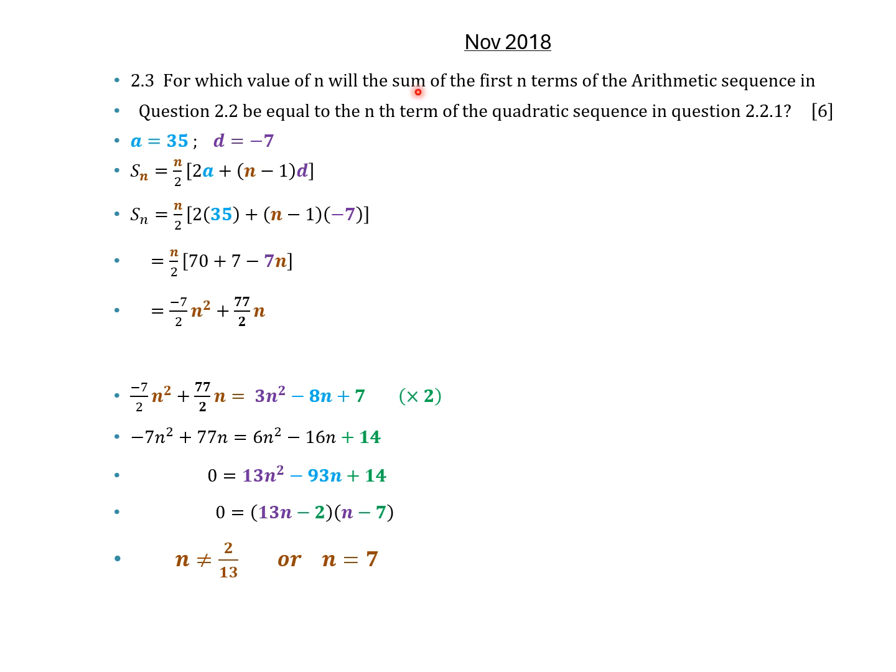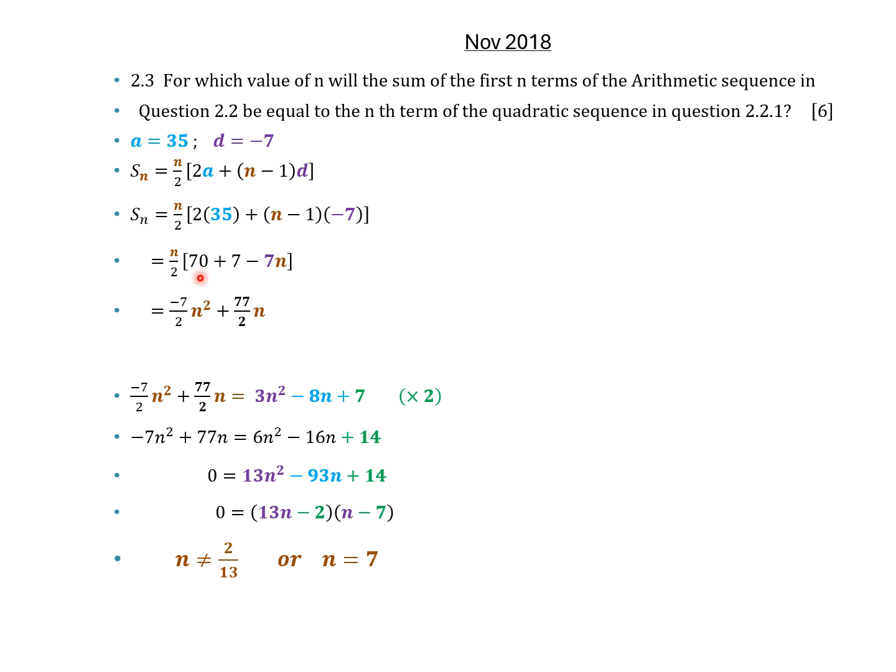So we're starting with the sum for the arithmetic sequence. So we had a equals 35, d equals negative 7. So sum to n terms, n over 2, 2a plus n minus 1 times d. So 2 times the 35, d being negative 7. So negative 7 times n gives me negative 7n, negative 7 times negative 1, plus 7, 2 times 35, 70 plus 7.